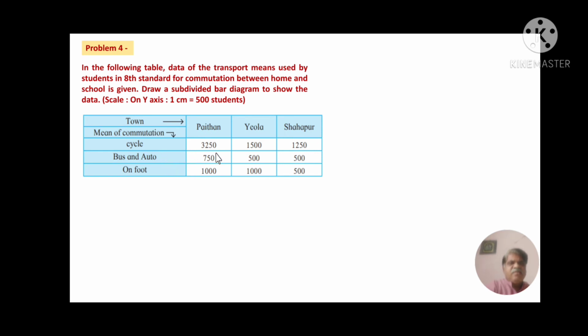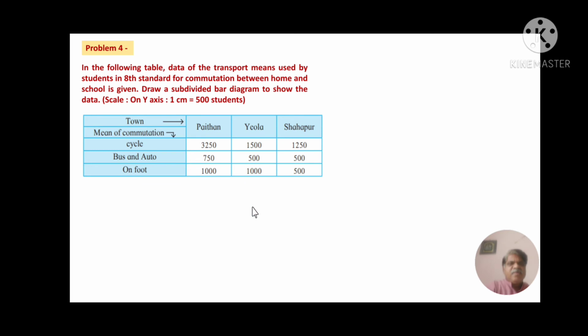For Paitan, 3,250 students are coming to the school by cycle, 750 by bus and auto, and 1000 on foot. For Evla it is 1500, 500 and 1000 respectively, and for Shahapur it is 1250, 500 and 500.